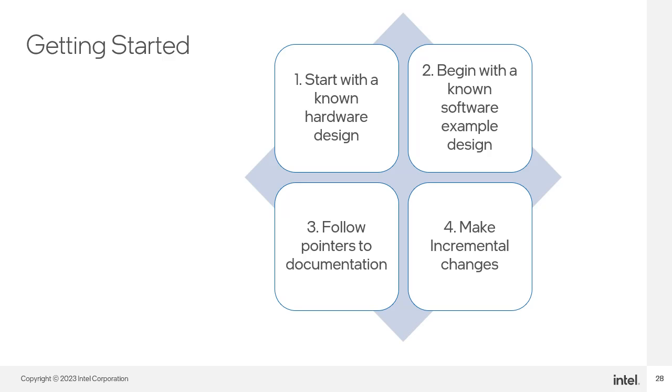Begin with a known software example design. The Nios V design example scripts includes a set of pre-configured application projects for you to use as the starting point of your own application. Follow pointers to documentation. Many of the application and BSP project source files include inline comments that provide additional information. Make incremental changes. Regardless of your end application goals, develop your software application by making incremental, testable changes, to compartmentalize your software development process.